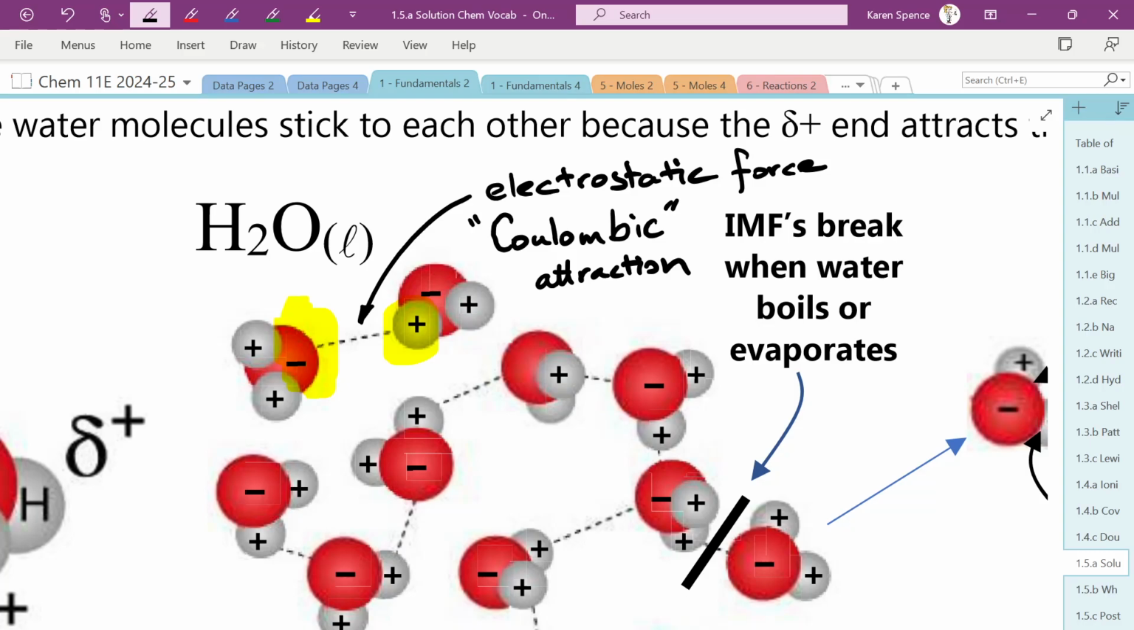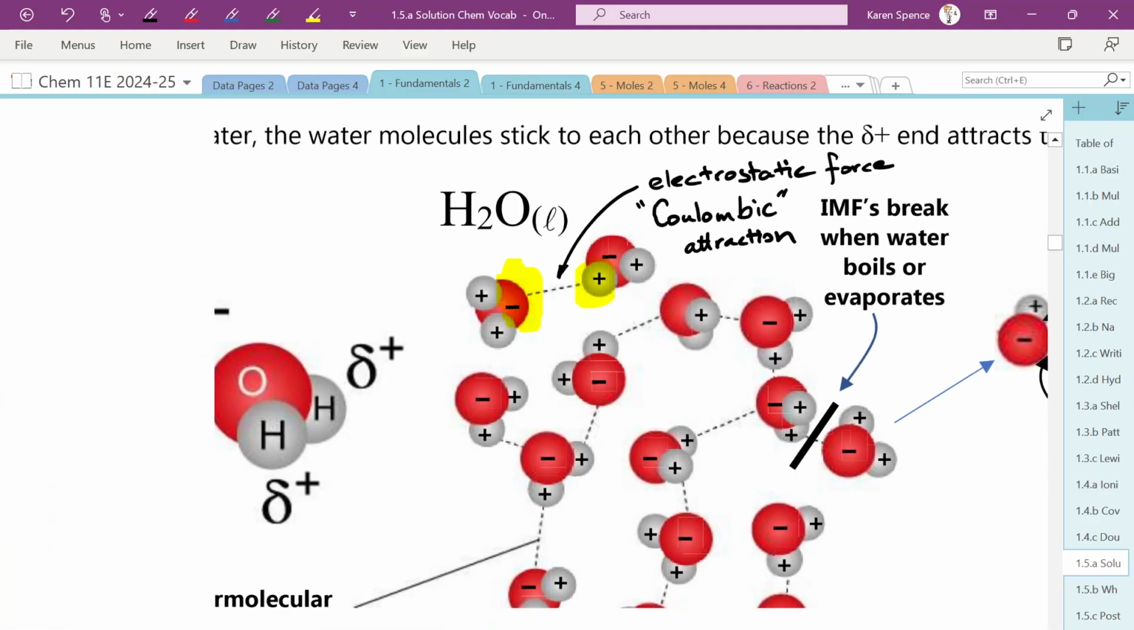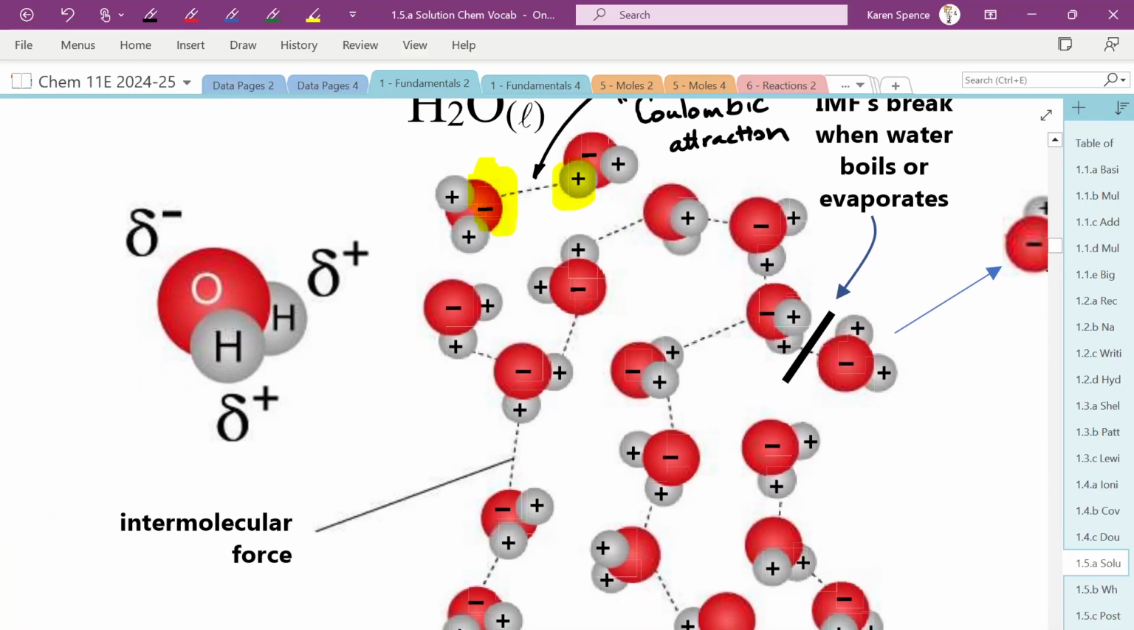And this particular attraction is a force between molecules, and therefore, as chemists, we would call it an intermolecular force. Okay? So we have intermolecular forces, which are caused by the Coulombic attraction between positive ends and negative ends of the molecules.